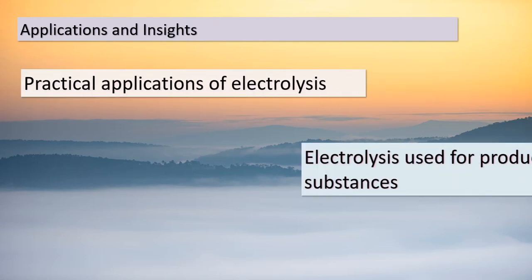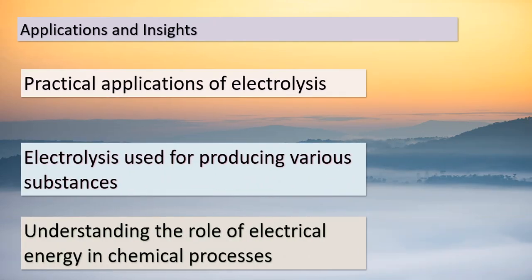Let's wrap up our exploration of electrolysis by considering its practical applications. Electrolysis isn't just a fascinating concept, it has real-world applications. Through electrolysis, we can produce a wide range of substances, including hydrogen gas and aluminum. This process allows us to harness electrical energy to manipulate chemical reactions, shaping materials and technologies that impact our lives in numerous ways. As we conclude today's lesson, remember the fundamental role that electrical energy plays in driving these reactions and opening the door to exciting possibilities.